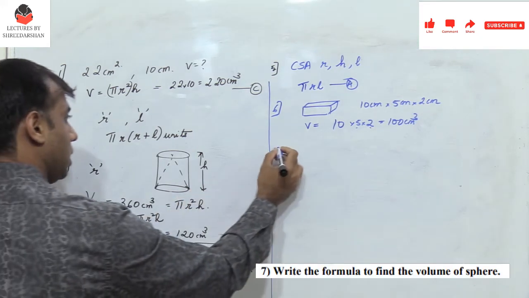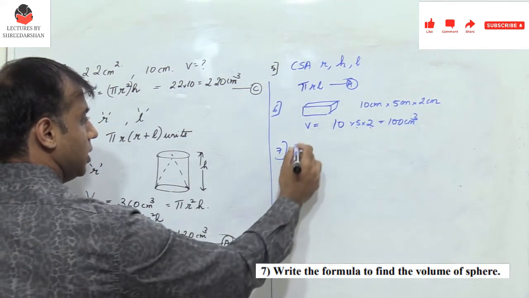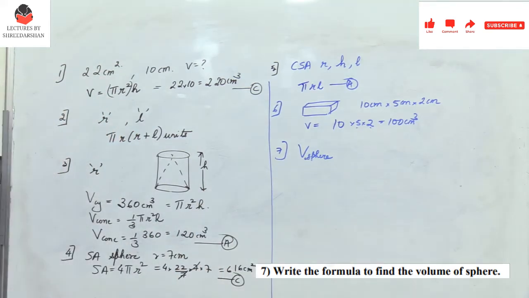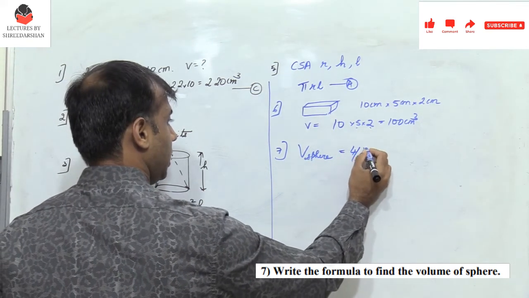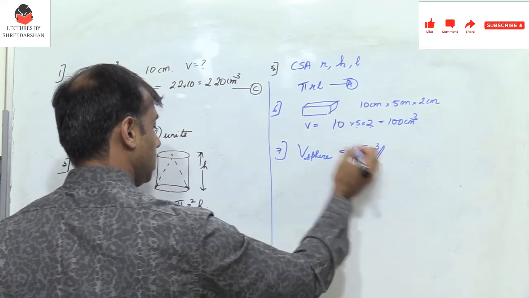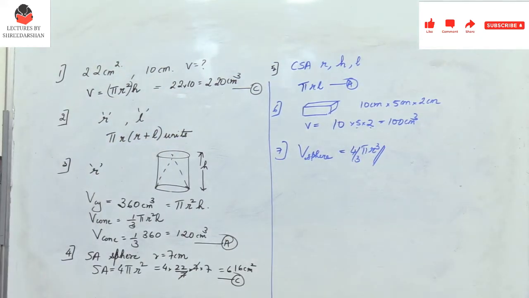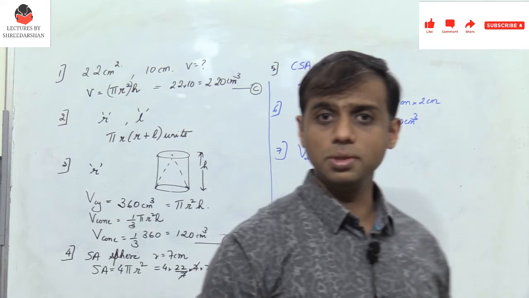Seventh one: what is the volume of a sphere? The expression for the volume of the sphere is nothing but 4 by 3 pi r cube. A very simple 1 mark direct question to write the formula. So these are some of the problems which have been given. So make sure that you keep practicing problems.